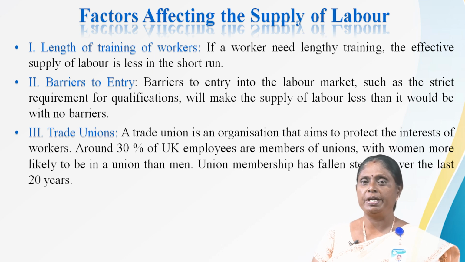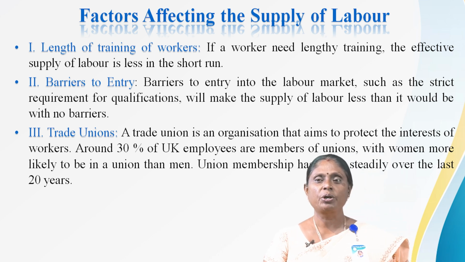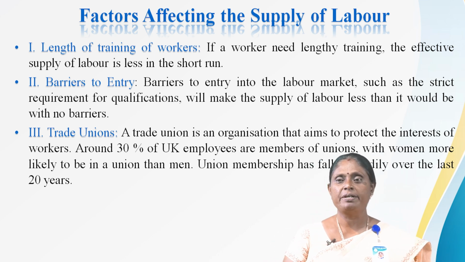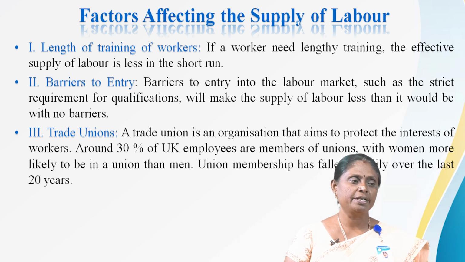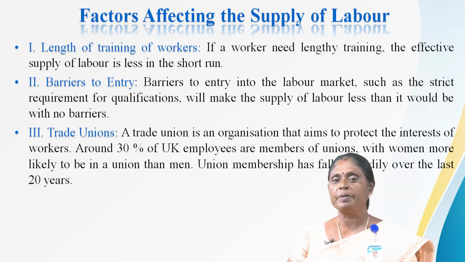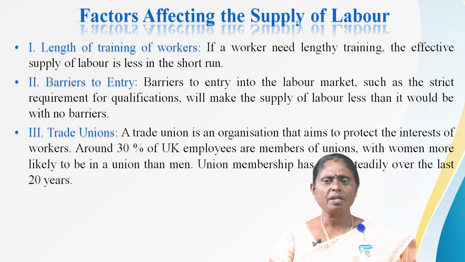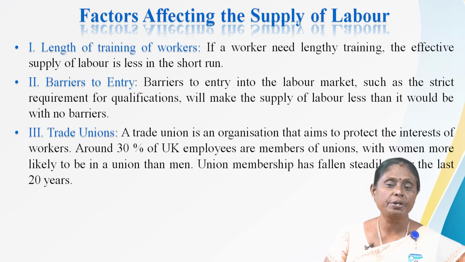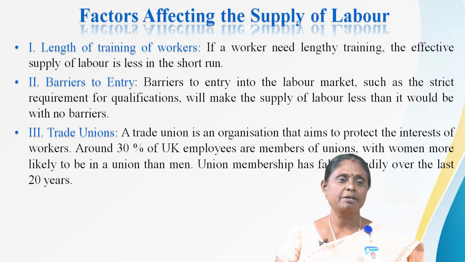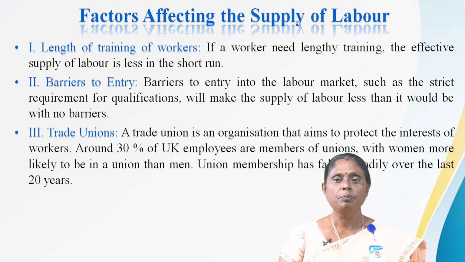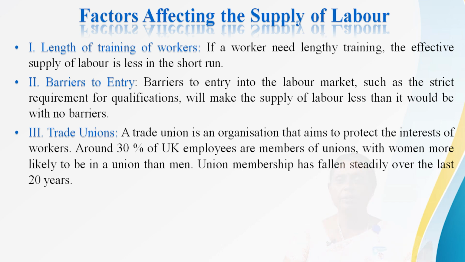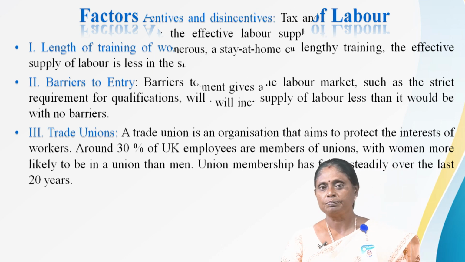Next, trade unions. A trade union is an organization. What is the aim of the trade union? To protect the interests of the workers. Around 30% of UK employees are members of unions, with women more likely to be in a union than men. Union membership has fallen steadily over the last 20 years.